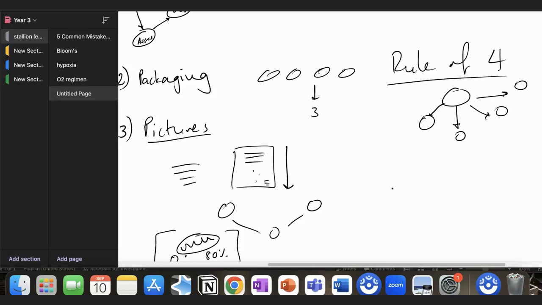So if it's 5 or 6, try to group some of those topics together so that you can reduce it to four. Four is basically your max storage. And that's good because obviously you don't want to overwhelm your brain with so many things to remember. So the less there is, the better the retention.